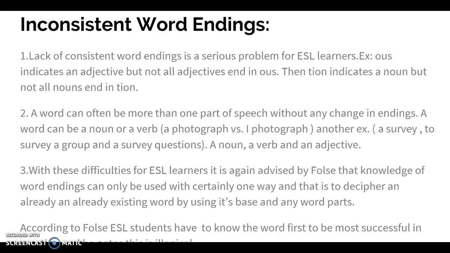A word can often be more than one part of speech. For example, photograph versus I photograph. Another example is survey and to survey a group. One is a verb and one is a noun. Sometimes you can use it as an adjective also. Given these difficulties for ESL learners, FOSI advises that word endings can only be used certainly one way, and that is to decipher an already existing word by using its base or any other parts.